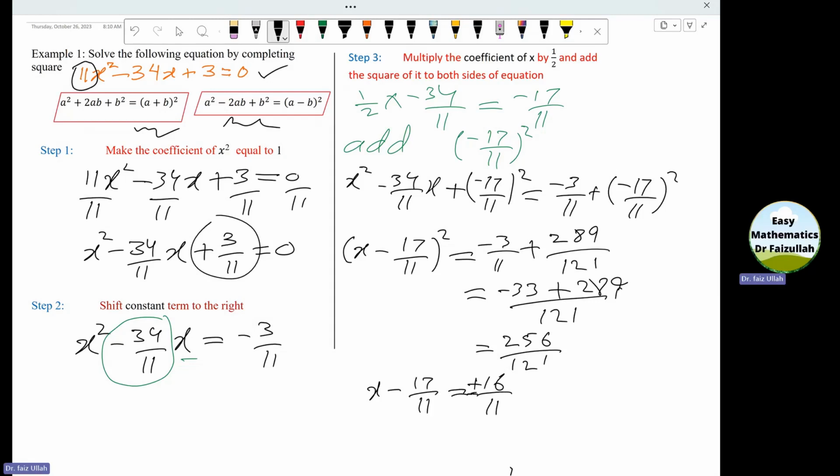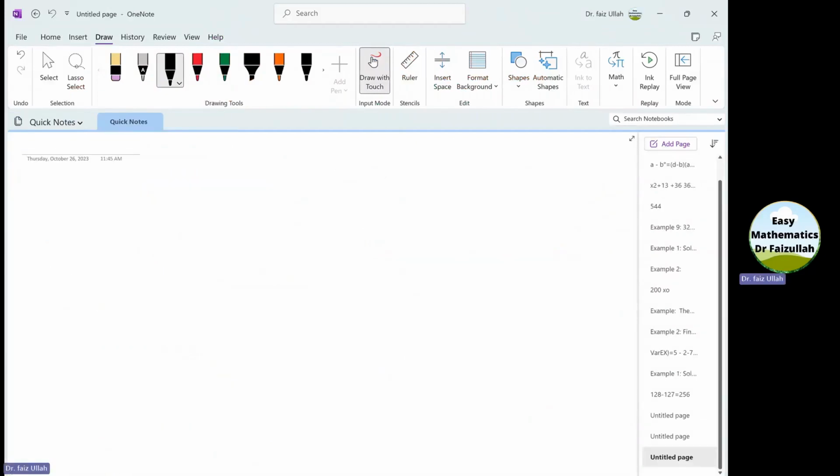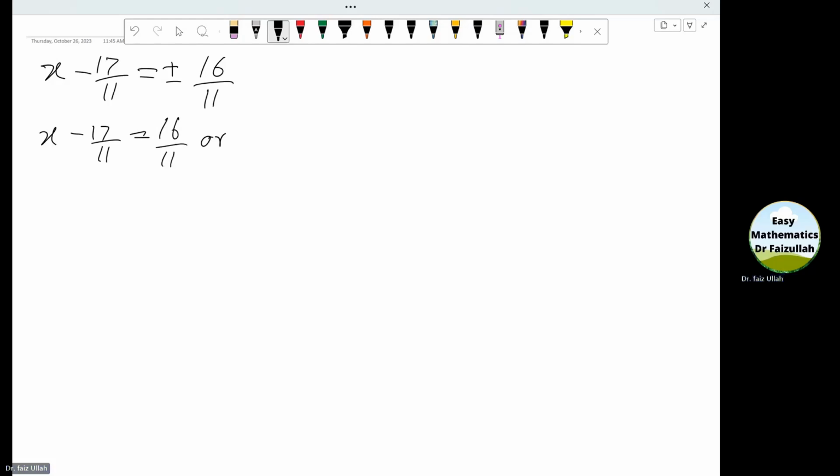Now let us take a new page. So to take a new page, now let us simplify it further. We have x minus 17 divided by 11, which is equal to plus minus 16 divided by 11. From this we can obtain that x minus 17 divided by 11 is equal to plus 16 divided by 11, or x minus 17 divided by 11 is equal to minus 16 divided by 11.